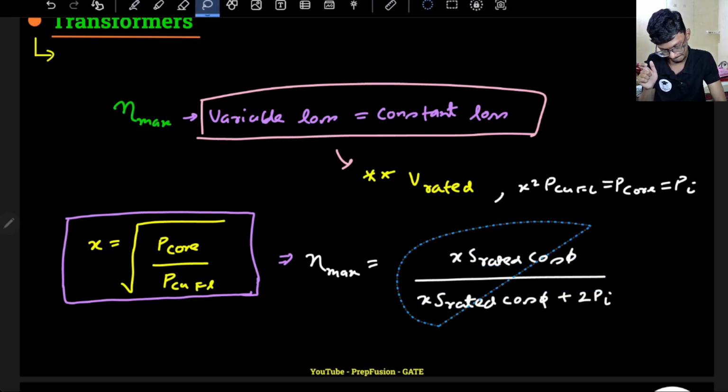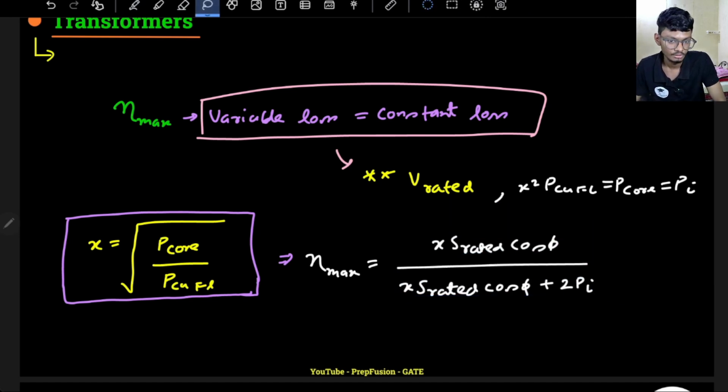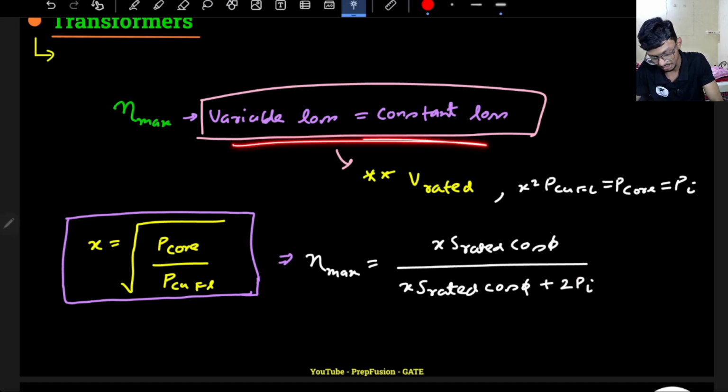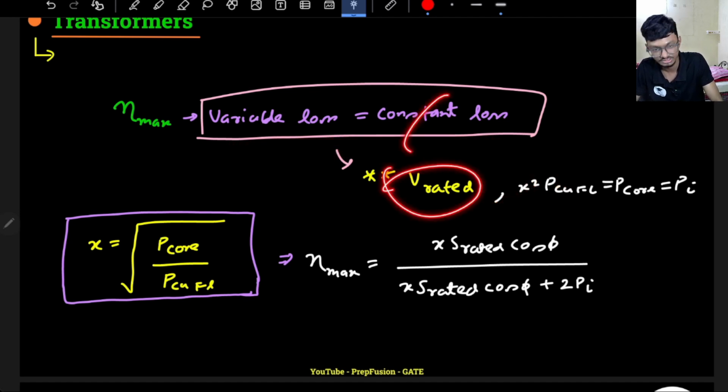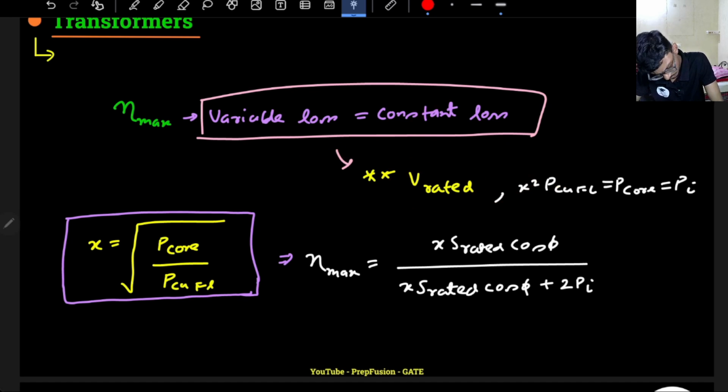Okay, plus 2 into Pi. That's it. So 2 Pi is this value, right? Because copper, one will be copper loss and one will be the core loss. So this is the value basically, and this is the expression. Just this you have to remember that this is only valid when the voltage is rated. So when my voltage is rated, then only this formula, all these things will be valid. So it's very good thing to remember.